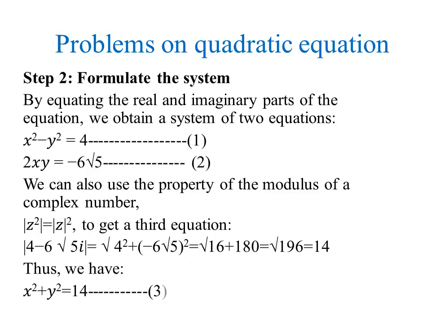We can also use the property of modulus of a complex number, that is mod z square is equal to mod z whole square, to get the third equation. Mod of 4 minus 6 root 5i is equal to root of 4 square plus minus 6 root 5 whole square, that is equal to root of 16 plus 180, that is root of 196, that is equal to 14. Thus we have x square plus y square is equal to 14.